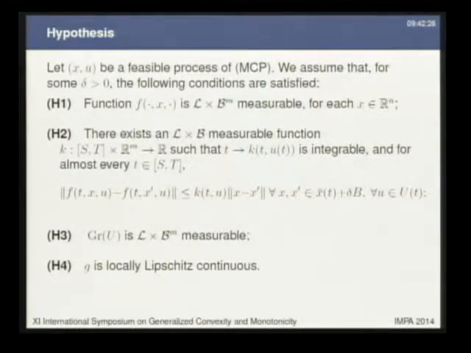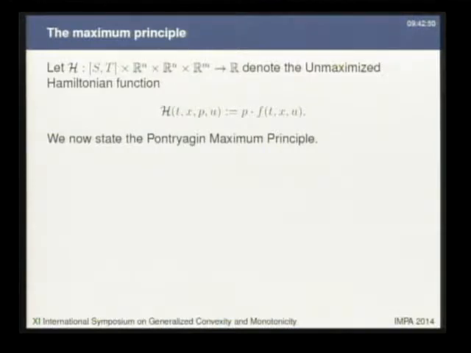So we ask for measurability of this function, Lipschitz continuity of the vector field with respect to the state variable. The graph of multifunction U should be measurable, and the objective function Lipschitz continuous. We denote by capital H the unmaximized Hamiltonian function.